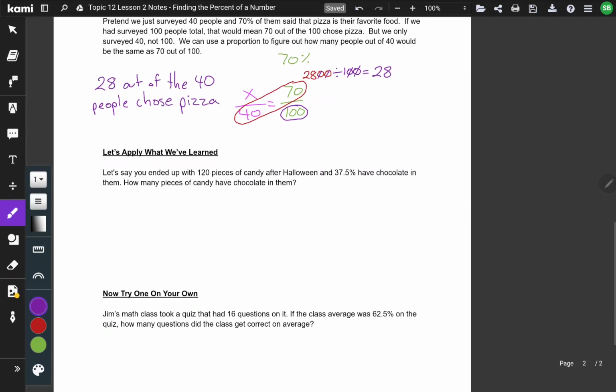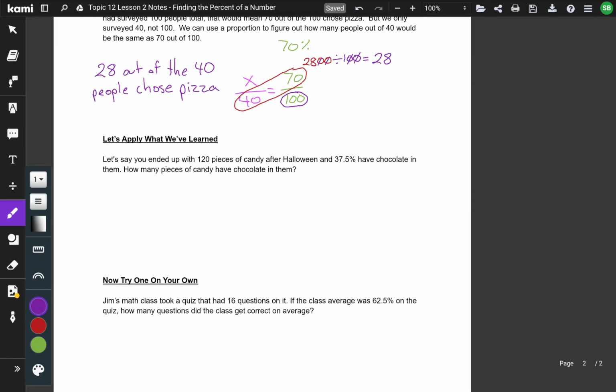All right, so let's apply what we've learned. Let's say you ended up with 120 pieces of candy after Halloween, and 37.5% have chocolate in them. How many pieces of candy have chocolate in them? Well, 37.5 is my percent, which means I have on the right side 37.5 out of 100. Even though the problem doesn't tell me, like the last ones have, I know my percent is out of 100.